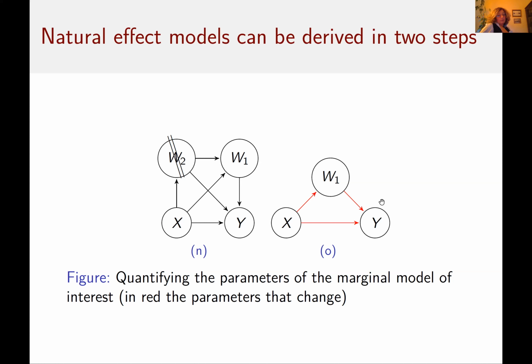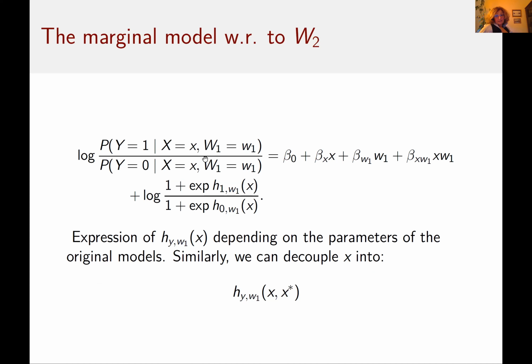But then you end up with a model with just one mediator, and you repeat the marginalization. So here you have the expression for that, which is not really very easy. It requires a bit of derivation, but the idea is again to expand this function, which now I call H, into 2 terms, H of X and X star, and then you can interpret this, and you repeat it, and you arrive at the nested counterfactual model, the natural effect model with 2 mediators.